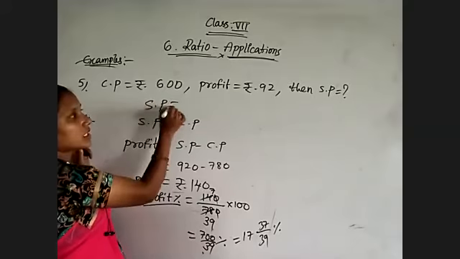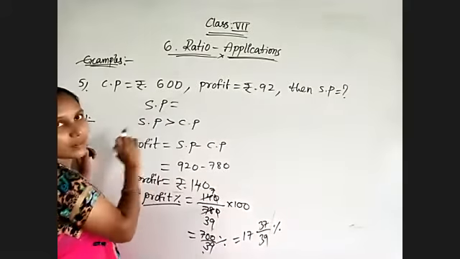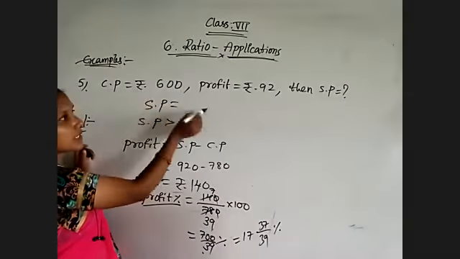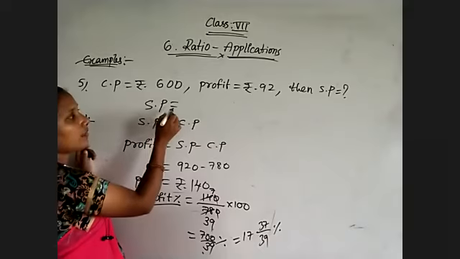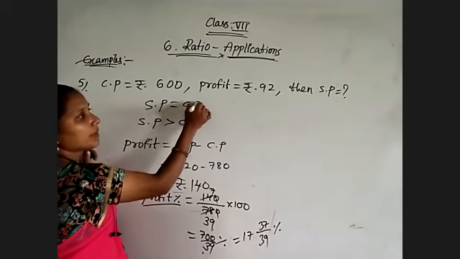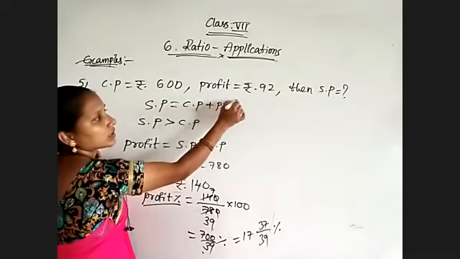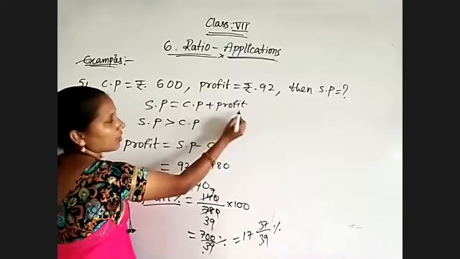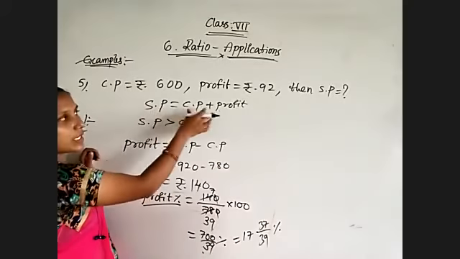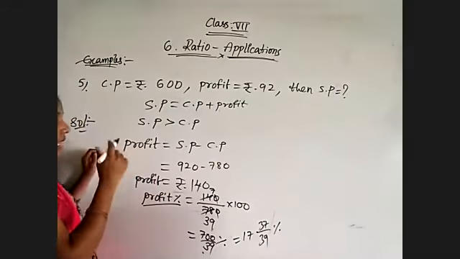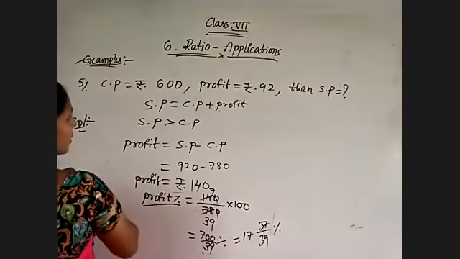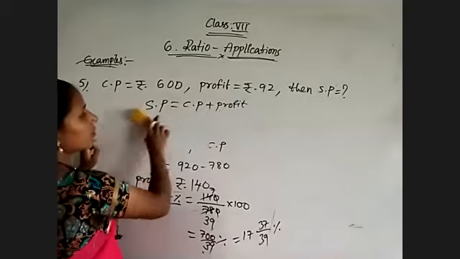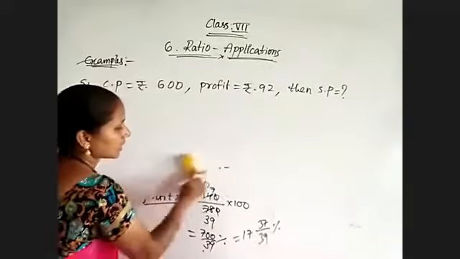SP in terms of CP and profit: we have SP is equal to CP plus profit. Because in case of profit, SP is only more. To get SP, add those two values. Otherwise, use the known formula, that is profit is equal to SP minus CP.